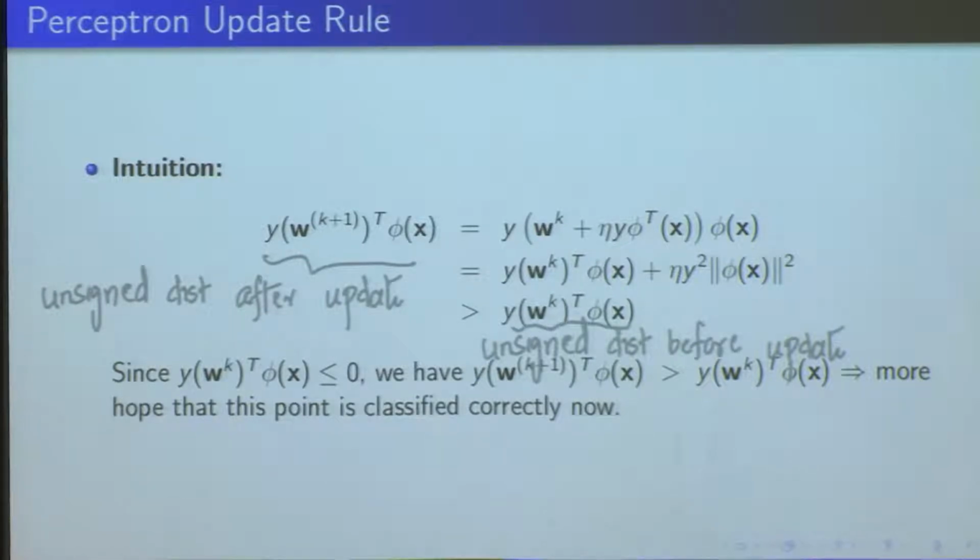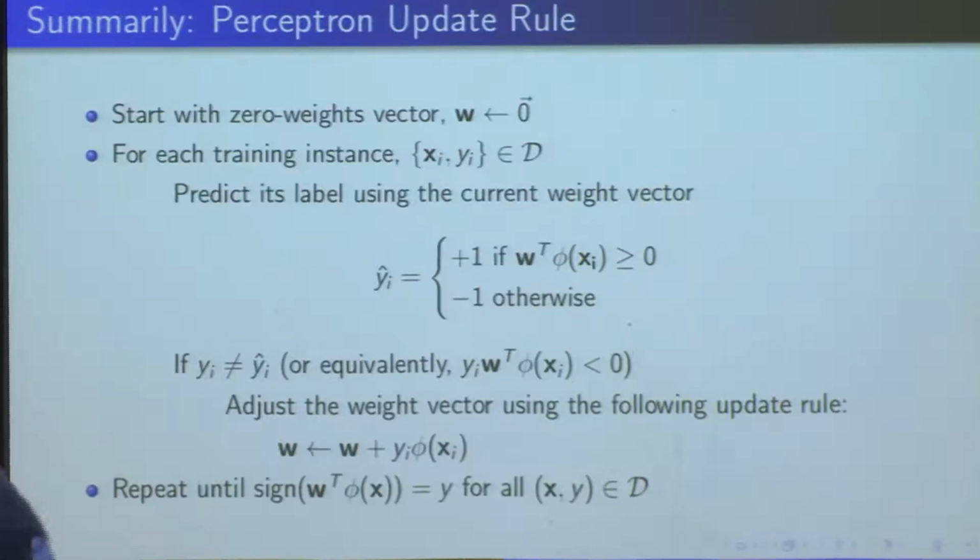Okay, and it's greater, and it therefore the possibility of it being positive is just higher. More hope that this point is correctly classified now, but this is just an intuition. So now we will try and understand why it's guaranteed to converge if the points are linearly separable.